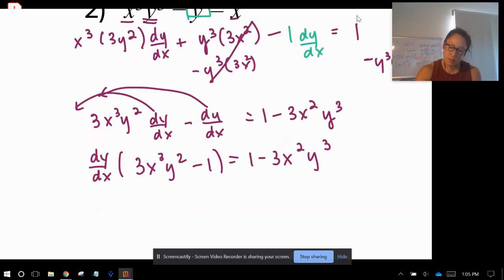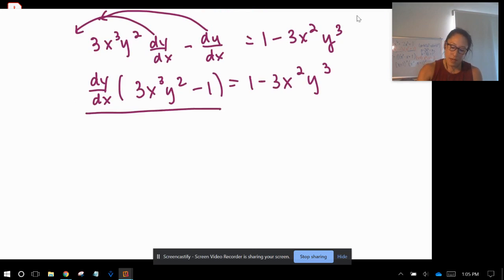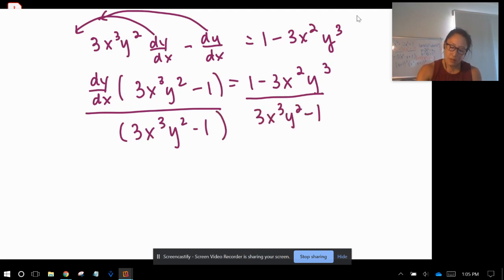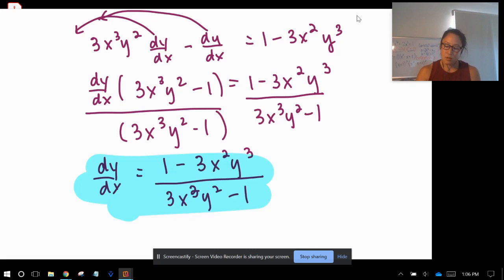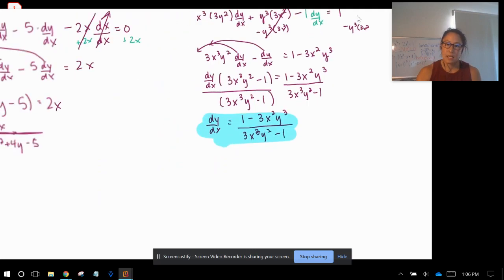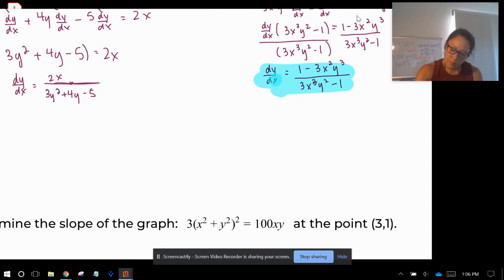I was just checking, making sure I'm doing this right. Okay, then divide to get dy/dx by itself. And so we get, making this pretty, 1 minus 3x squared y cubed over 3x cubed y squared minus 1. And that is it. That's the derivative of y in terms of x. Wow. Okay.